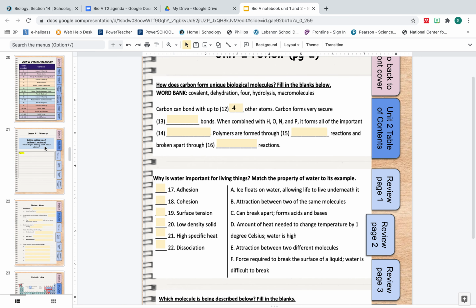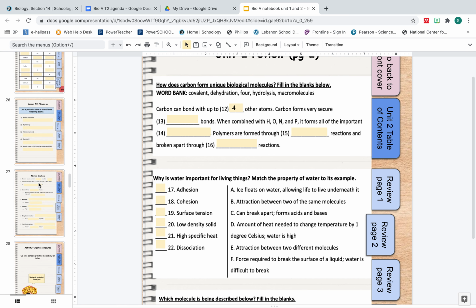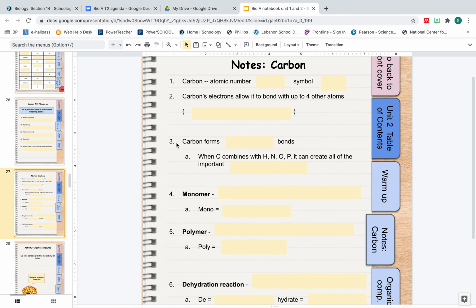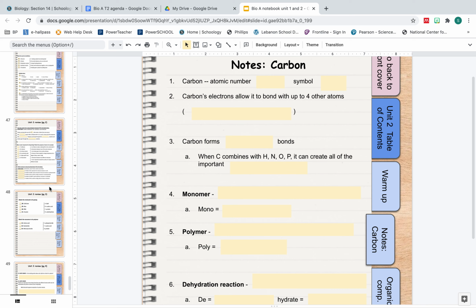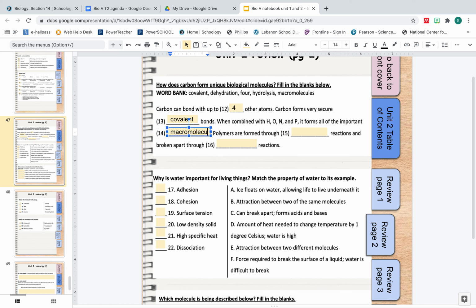If we scroll back up, showing you that you can find all this stuff in your notes somewhere. Here's carbon. And carbon forms bonds. Hopefully you have it filled in. This is my example notebook. That's why it's not filled in. It is covalent bonds. When combined with H, O, N, and P, it forms all of the important macromolecules. That doesn't really fit, but you can get what I mean there.